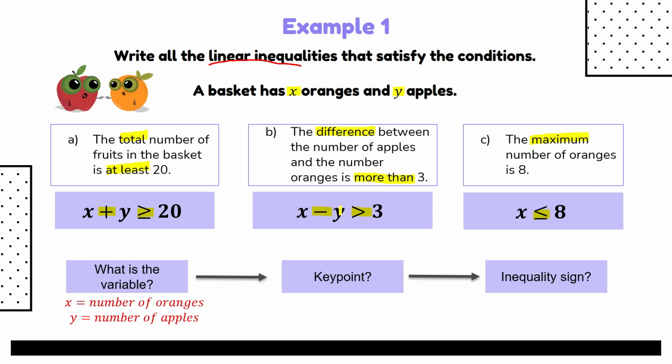Okay, that is how you answer this type of question. First you determine what the variables are, the second is the key points, and the third is you determine what kind of inequality sign represents the key point that you just found. Okay, do you understand? Boleh faham tak untuk example satu ni? Yes, teacher. Yes, good.